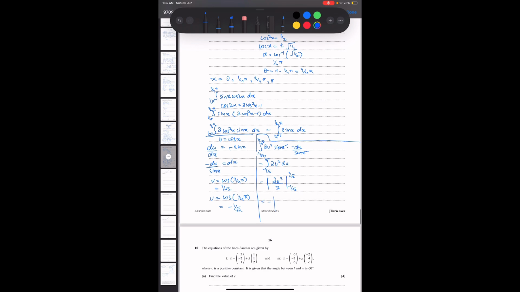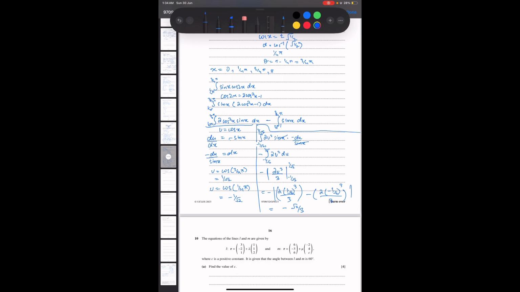Solving it, I put the values: 2 into (1/√2)³/3 minus 2 into (minus 1/√2)³/3, and then after solving everything, the answer is minus √2/3. This is by solving this one. And now when we solve the other one, we can easily do this.